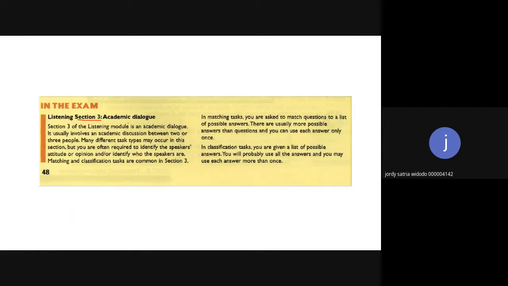So in the listening section 3, you will have the academic dialogue. So what is academic dialogue? Let's find out by reading. Section 3 of the listening module is an academic dialogue. It usually involves an academic discussion between two or three people. So later you will have two or three people discussing academic topics, and this is called academic dialogue.